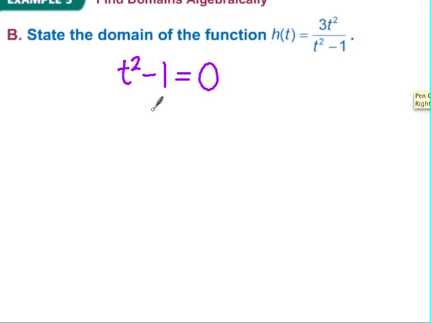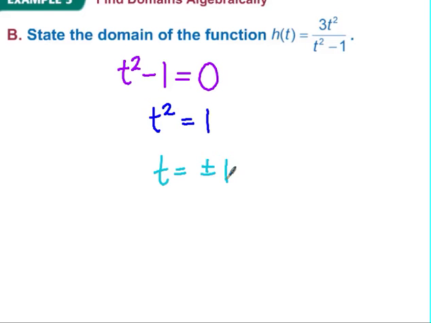Okay. So t squared equals 1. What does t equal? T equals plus or minus 1, because whenever you take the square root, you have to take both the positive and the negative.